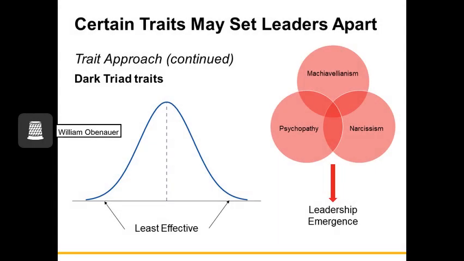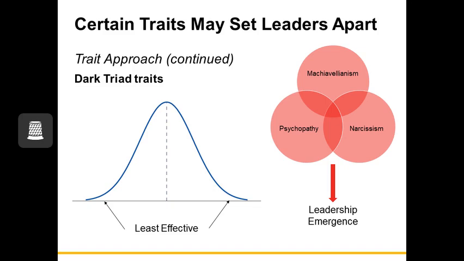There are also a set of traits known as the dark triad. Within the dark triad, there are narcissism, which is associated with an inflated sense of self, psychopathy, which is associated with a lack of concern for others, and Machiavellianism, which is associated with manipulative behavior. To a certain extent, each of these traits has been associated with leadership emergence. Additionally, research has shown that moderate levels of these traits have been associated with leadership effectiveness, but high and low scores are generally associated with lower levels of leadership effectiveness.